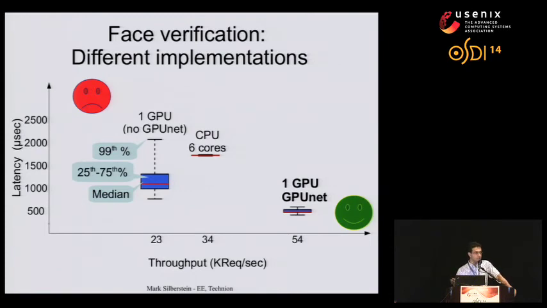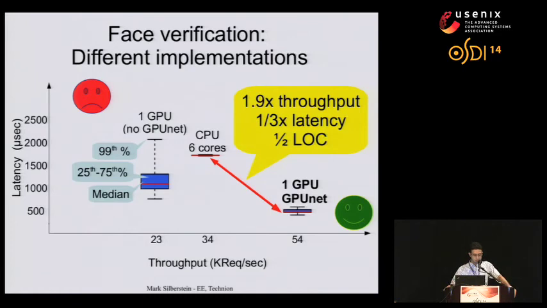On the left-hand side is the opposite. And this graph is essentially the graph where you can see the latency distribution. So you can see the 99th percentile, median, and the middle 50% of requests. So let's take a closer look at the results.